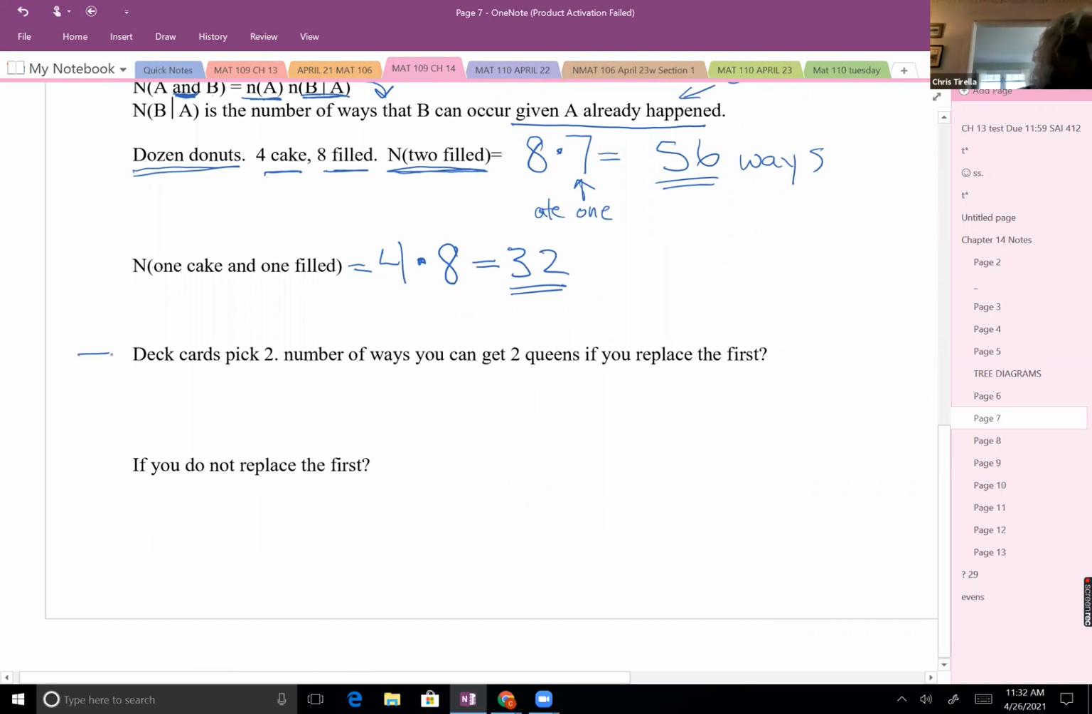And again, I think cards gives me a good example of when I have to take that into consideration. I have a deck of cards. I'm going to pick two. How many ways can I get both queens if I replace the first one? Well, for the first one, there are 4 queens, but I put it back. So there's still 4 left. And there's 16 ways of doing that.